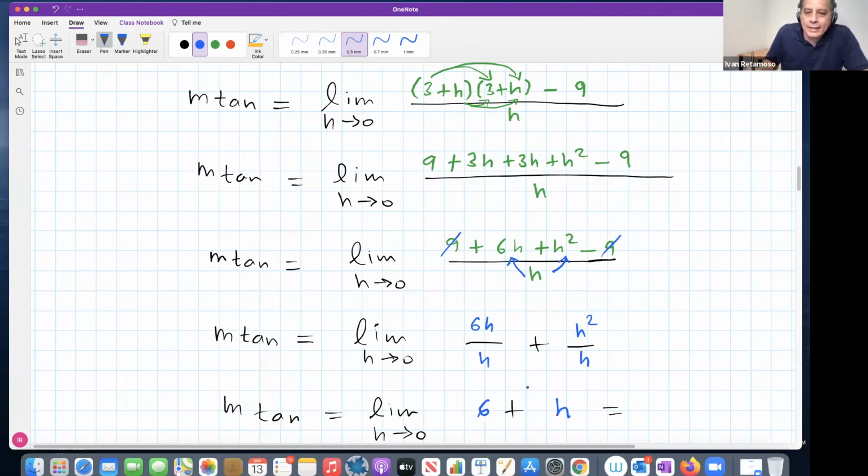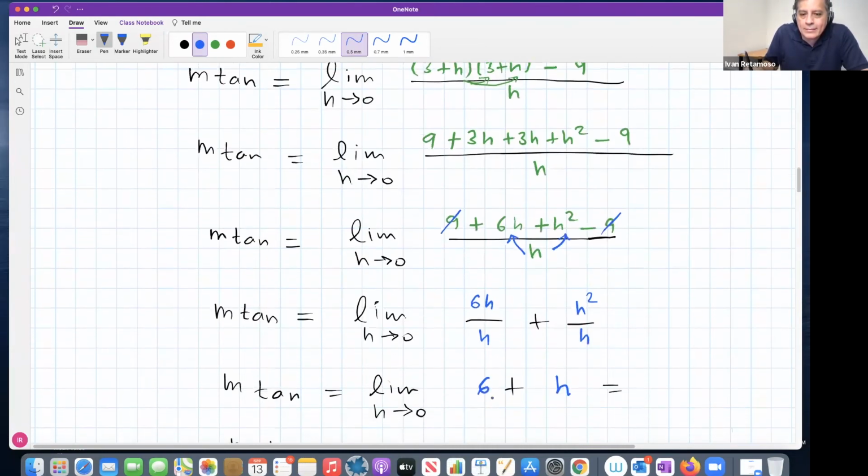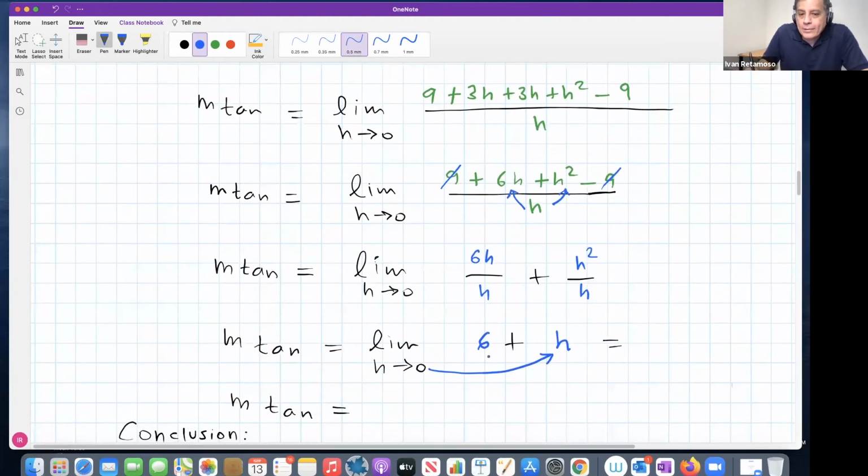After simplifying, we get that that complicated difference quotient ended up being just 6 plus h. Better behaved function, right? At that point, when you eliminate this h from the denominator, it's time to stop and try direct evaluation, remember? So this will be 6 plus 0, which is just 6, right?